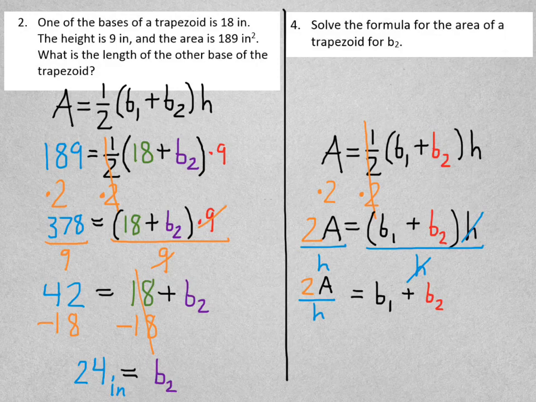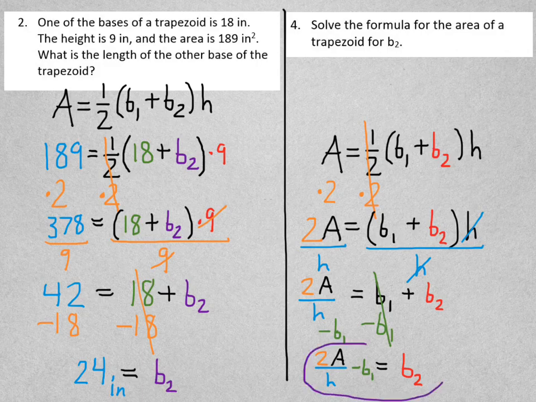I still need to undo adding b1, so I'm going to subtract b1 from both sides. I have only b2 on the right. Now, how am I going to write that mess? Well, those are not like terms, and like we usually do when they're not like terms, I'll just write it out to the side. So I have 2A over h minus b1 equals b2. Because I have b2 by itself, that's my answer.